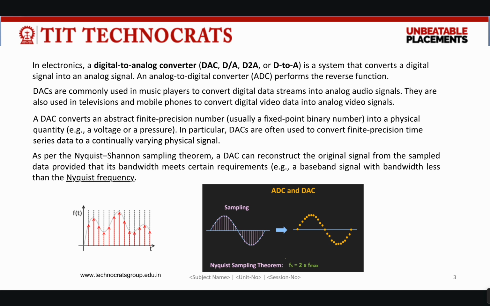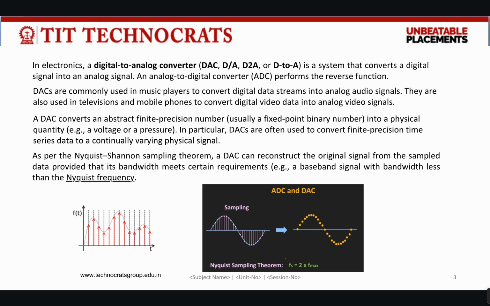In electronics, a digital to analog converter is a system that converts a digital signal into an analog signal. An analog to digital converter performs the reverse function. DACs are commonly used in music players to convert digital data streams into analog audio signals. They are also used in televisions and mobile phones to convert digital video data into analog video signals.